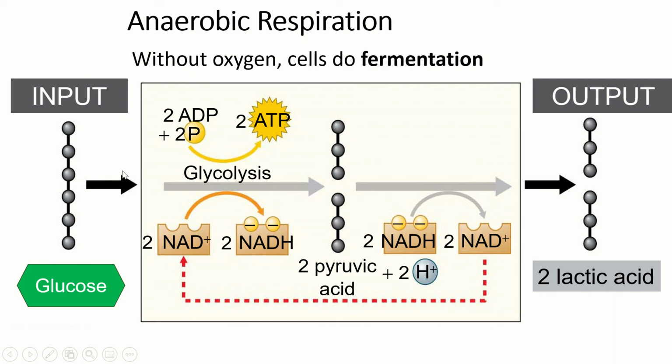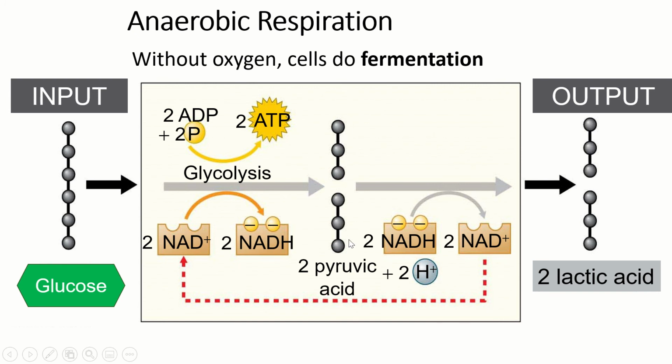Without oxygen, glycolysis continues to happen. Remember, that's happening in the cytoplasm. What's happening in the mitochondria is no business of glycolysis. Glycolysis happens. We get NADH. We get a couple of ATPs. We can do a few cellular things with that. We get the pyruvic acid.